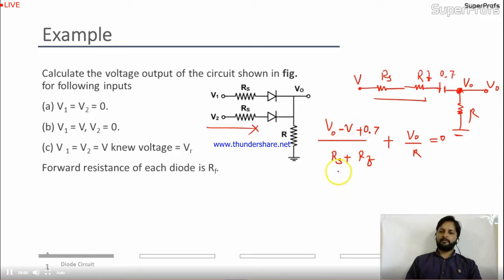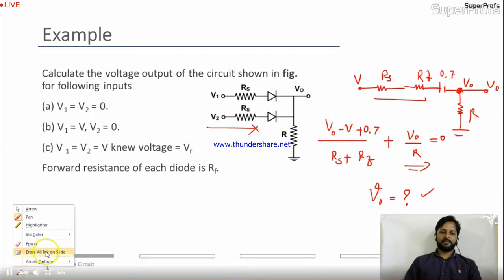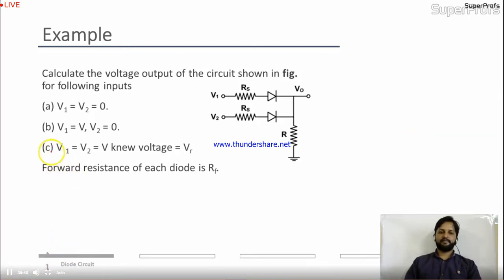So by calculating this equation, you can find out the value of V0. So this is the way to solve. Okay. Now come to the third portion of the question. In the third portion they are saying if V1, V2 are both equal to V, a new voltage VR. Okay. So the forward resistance of the diode is RF. Means we have to consider the practical diode over here. So in the third case, both inputs are same.